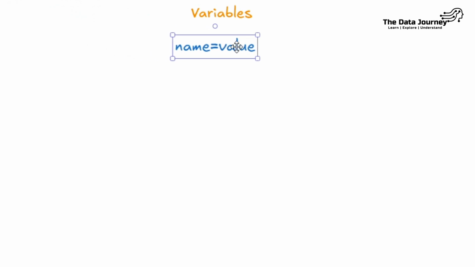So, today's topic is variables. So, what is a variable? A variable is nothing but a name or a tag to which the value is assigned. Again, what is a variable? A variable is nothing but a name which is given to a value.